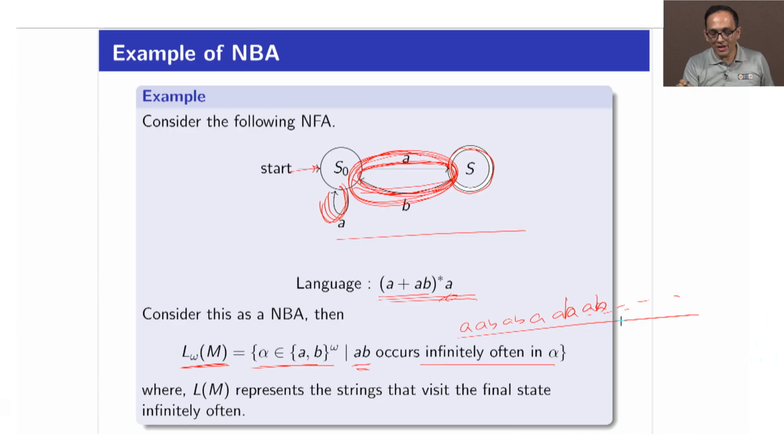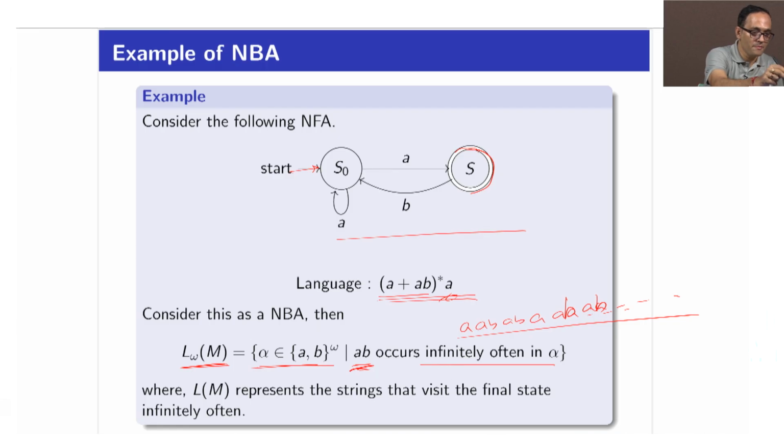So, whenever you are doing this AB, for every AB you are effectively coming back to the final state. That means if this AB repeats infinitely, you have an infinite occurrence of the AB. So, you are visiting this final state infinitely many times. This kind of word will be accepted if I consider this as a Büchi automata.